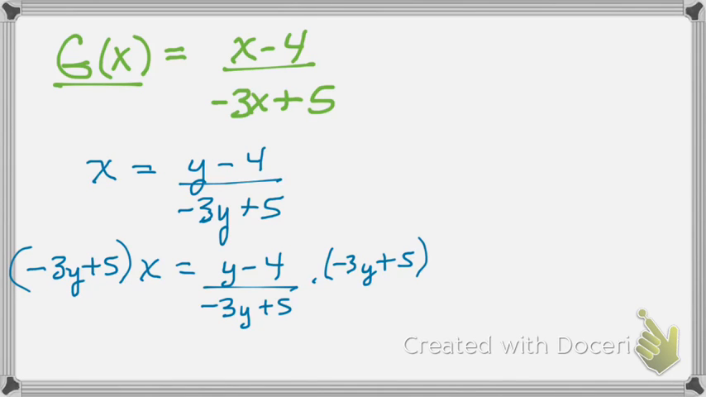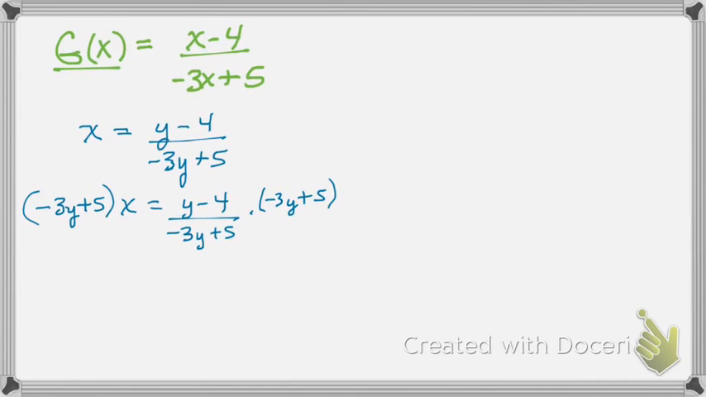Did you distribute the x? Yeah. Here, those are going to cancel. But on the left side, you're right. I want to distribute that x to both of those. And you're going to have negative 3xy plus 5x. Does that make sense? Is equal to y minus 4.